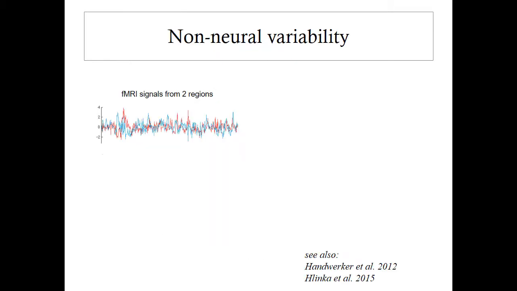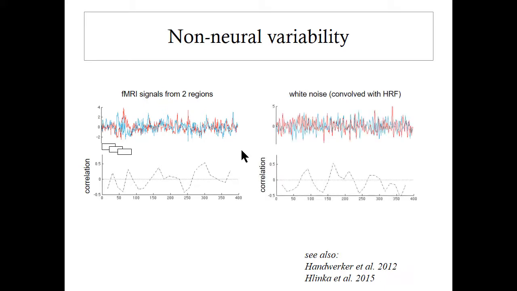Another thing to point out is that you can see variability just in random noise. So these are actually two fMRI signals that I extracted from brain regions in real data. And if you make a sliding window correlation, then you can see that they're fluctuating in some way. If you just take some white noise and convolve it with an HRF, you can also get similar amounts of variation happening. And so just because we're seeing this variation doesn't mean that it's automatically interesting.